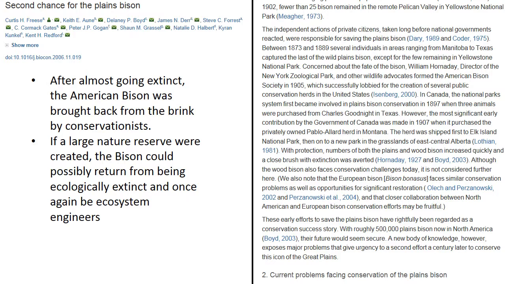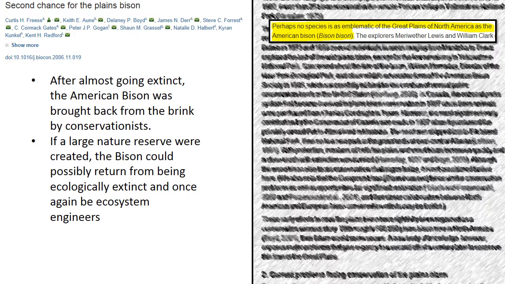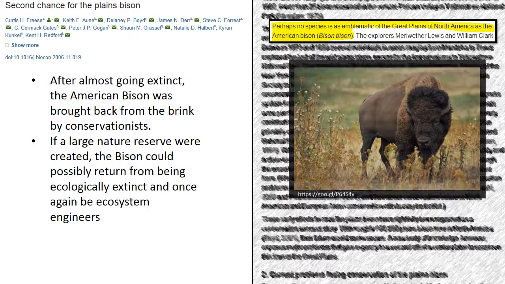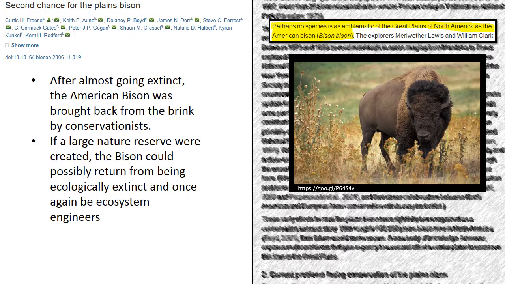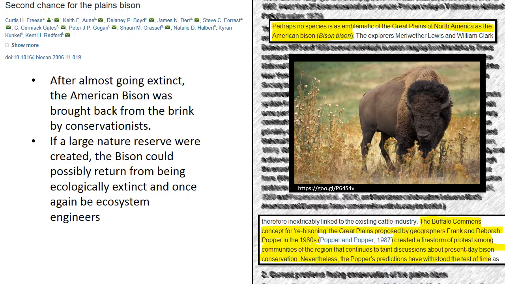Now, people tend to focus on the American bison when they talk about the Buffalo Commons idea. According to this article by Curtis H. Freese and colleagues, perhaps no species is as emblematic of the Great Plains of North America as the American bison. After almost going extinct due to overhunting and forage competition, the American bison was brought back from the brink by conservationists. If a large nature reserve were created in the plains, the bison could possibly return from being ecologically extinct and once again become ecosystem engineers. But, because of the term Buffalo Commons' negative connotation, discussions about restoring bison are often tainted.